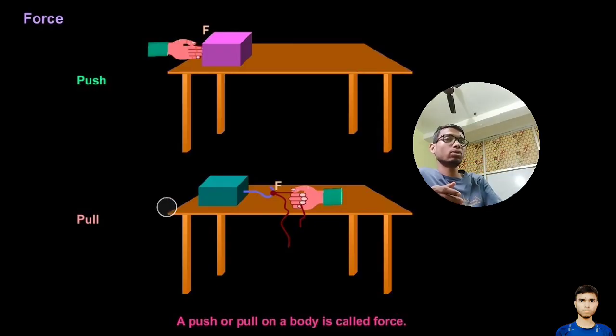Right now we need to understand what is a pull, what is a push. Push is just like that we apply a force. Pull means we are pulling an object. So this is a definition of a force. A push or pull on a body is called force. That's it. In one sentence, this is the definition of a force. Otherwise, you can understand: when something is pushed or pulled, it is called force.